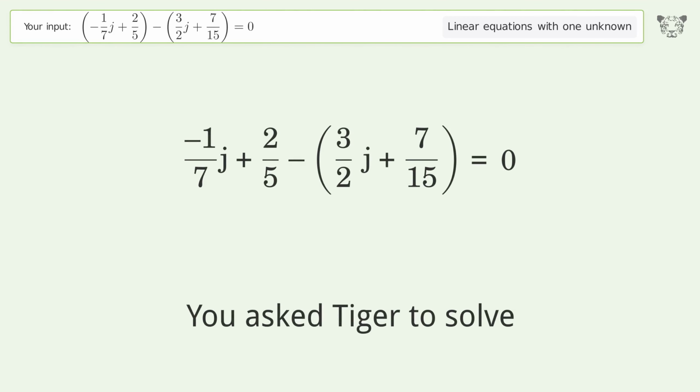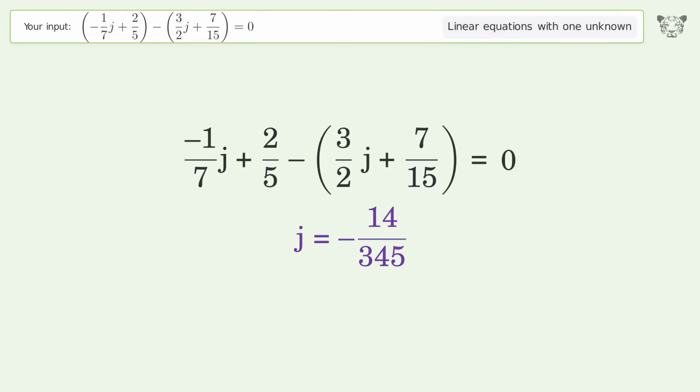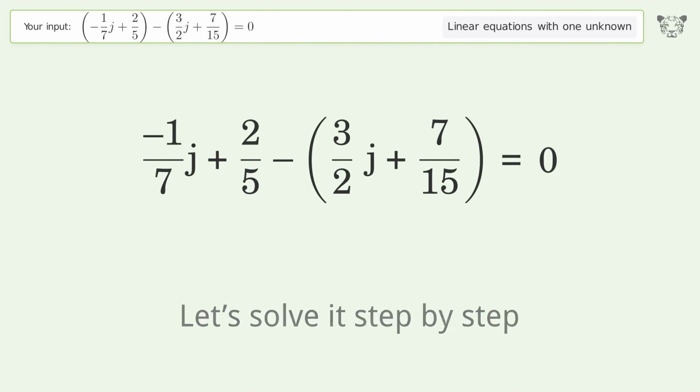You ask Tiger to solve. This deals with linear equations with one unknown. The final result is j equals -14/345. Let's solve it step by step.